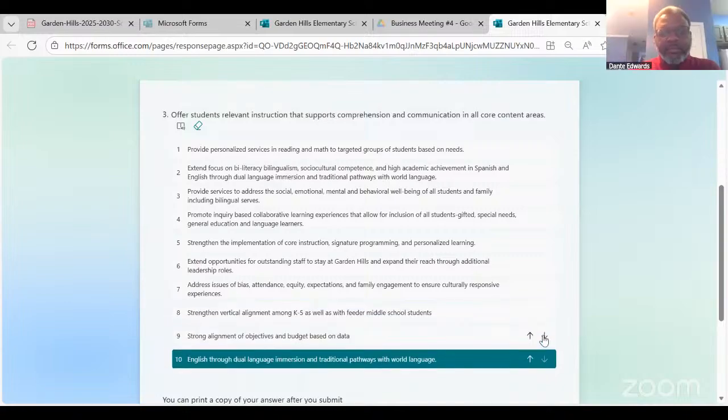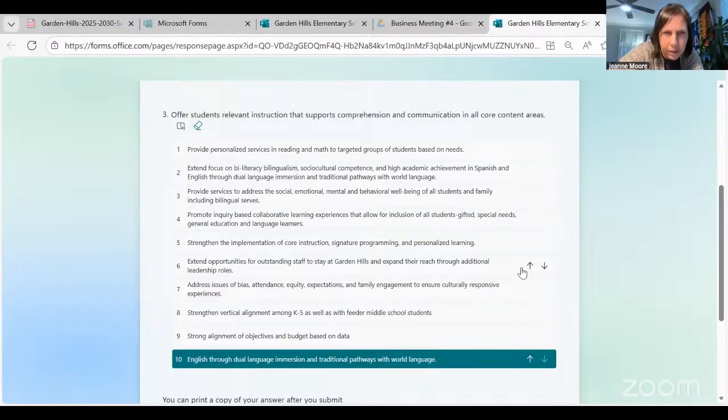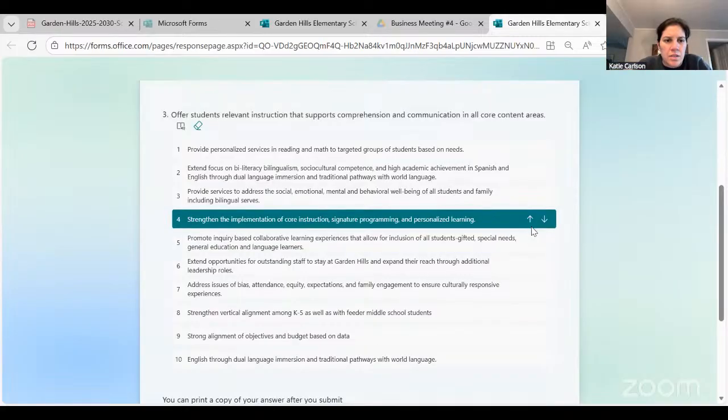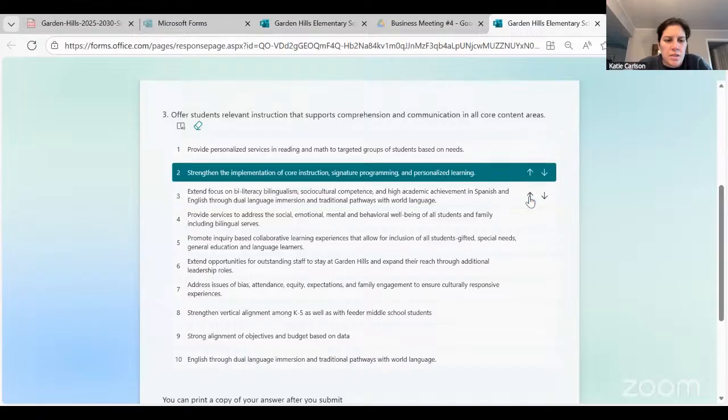Okay, so I think the way it was, number one was like that. Strengthen the implementation of core. Yep, number 5 go up to 2. And then we were going to add in the one that's missing, but then left extend biliteracy.